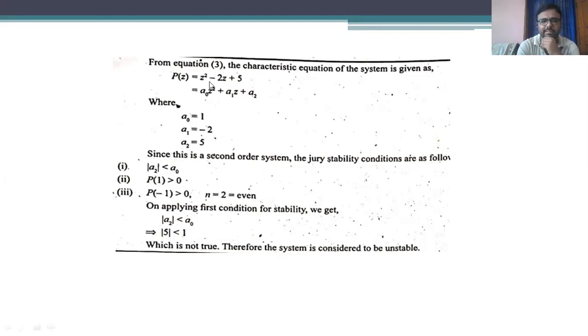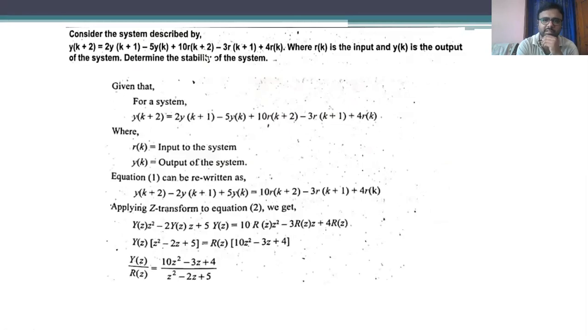Okay, here the order of the characteristic equation is 2. Right from the previous classes onwards, I have told that if the order of the equation is 3 and above, you can apply the Jury stability table. For less than 3, with simple observation, you can determine the stability of the system. So this particular problem was asked in your previous university question papers for 7 marks.